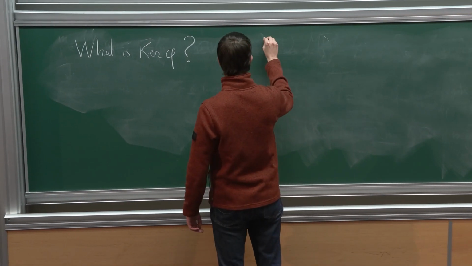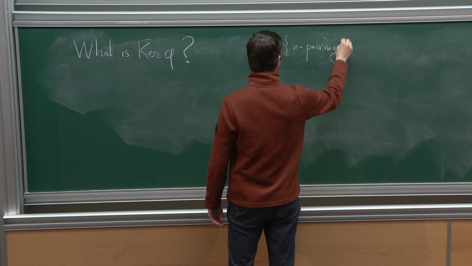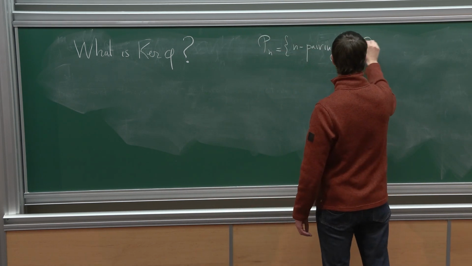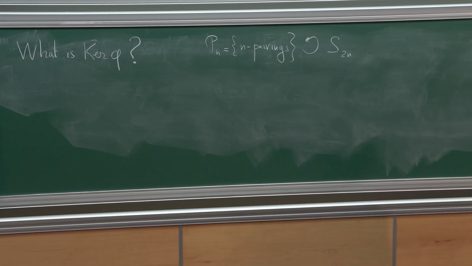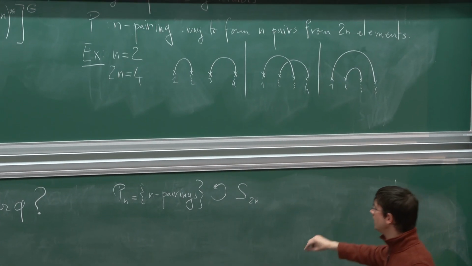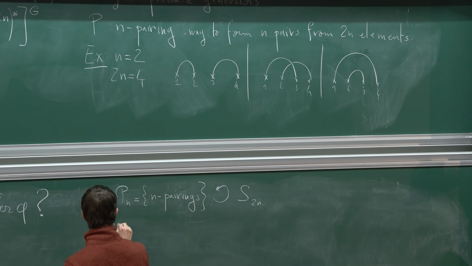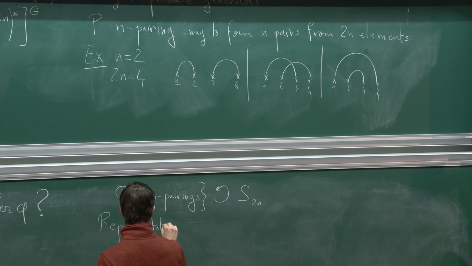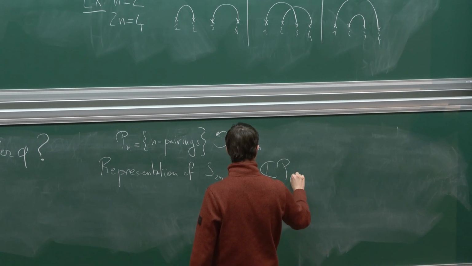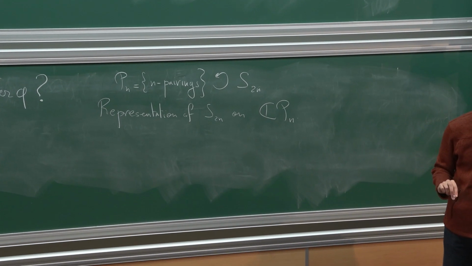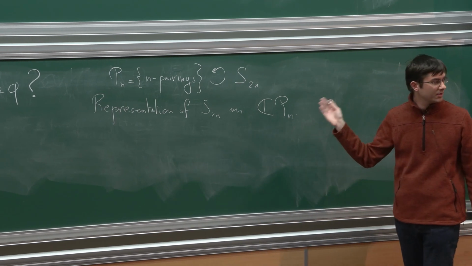Because we have a space of pairings, and there is an obvious action of the symmetric group on 2n elements on the set of n pairings. Simply you permute, in this picture here, the labels 1, 2, 3, 4. So you get an action of this symmetric group on the set of pairings. And so you get a representation of the symmetric group on the vector space generated by the pairings. And so each time you have a representation, the most basic question is, what are the pieces when you decompose it into irreducible representations?